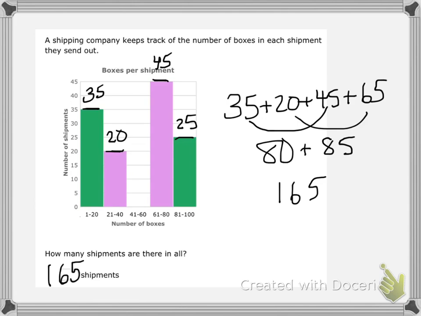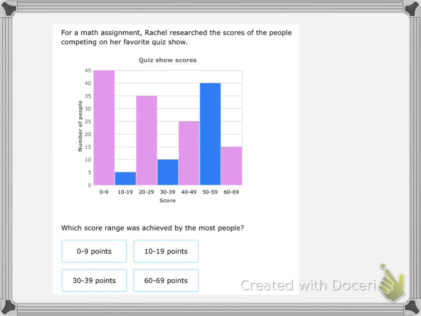All right, let's take a look at one more example here. For a math assignment, Rachel researched the scores of the people competing on her favorite quiz show. So the scores are on the bottom, and the number of people that got those scores are on the y-axis. Which score range was achieved by the most people? We want to look at where the bar is the highest here. So 45 people achieved a score of between 0 and 9. So that would be the score range that achieved the most people.